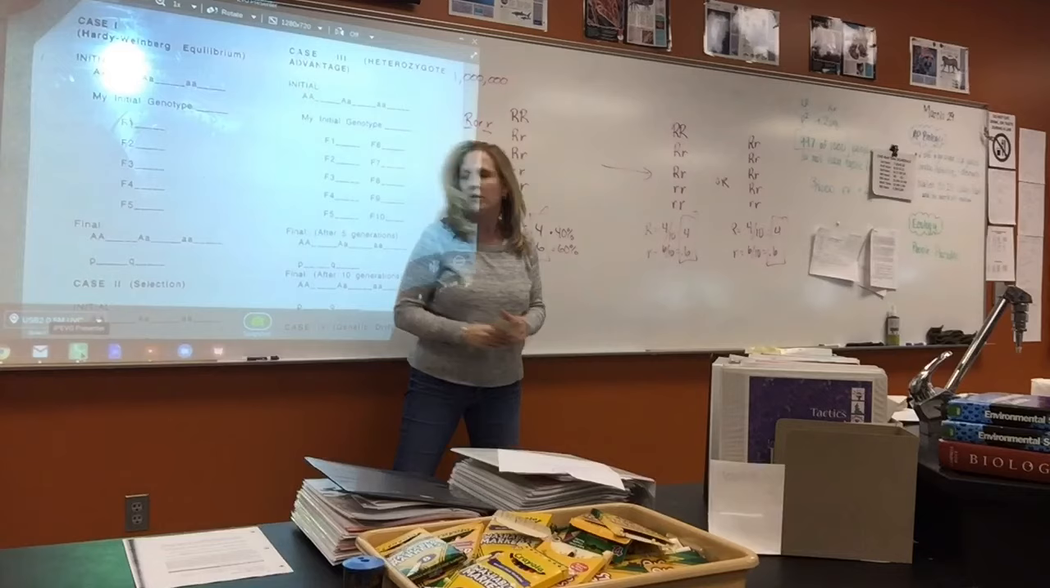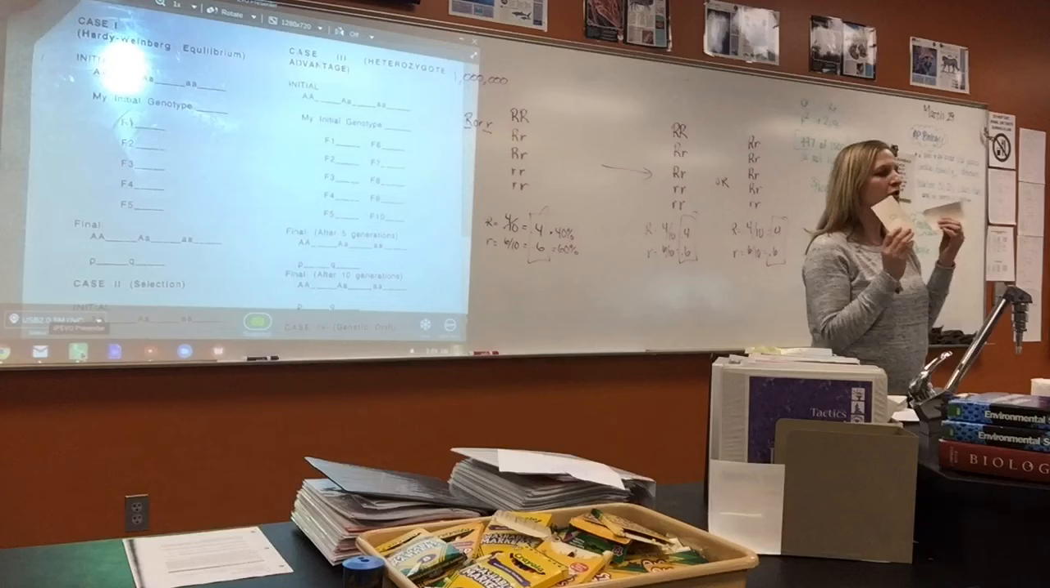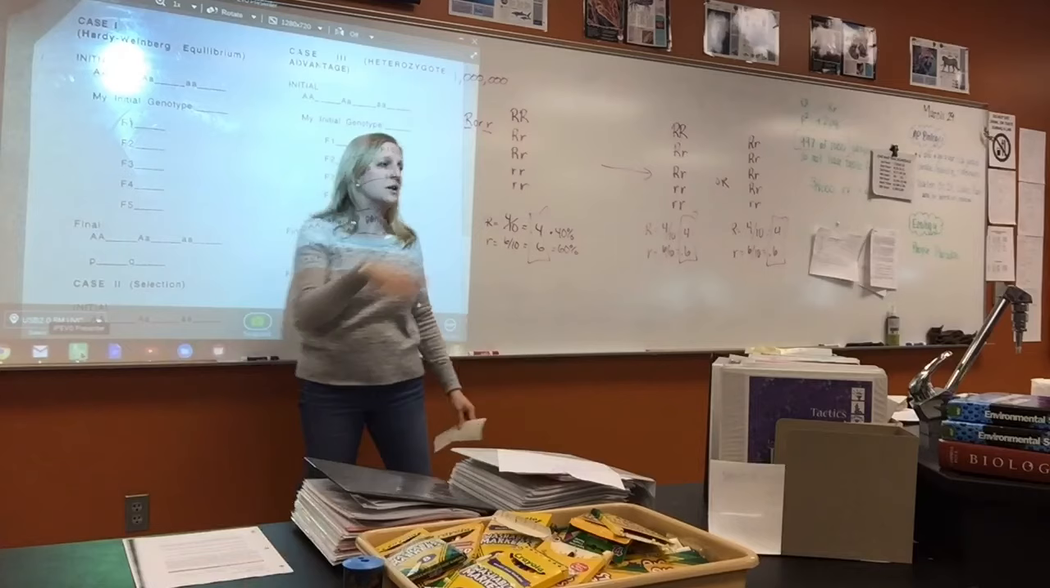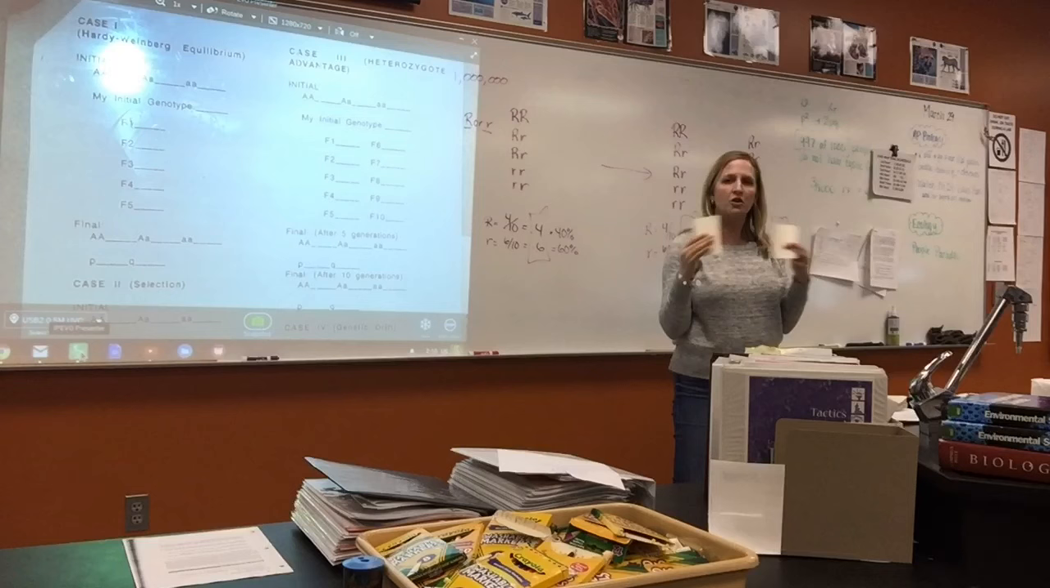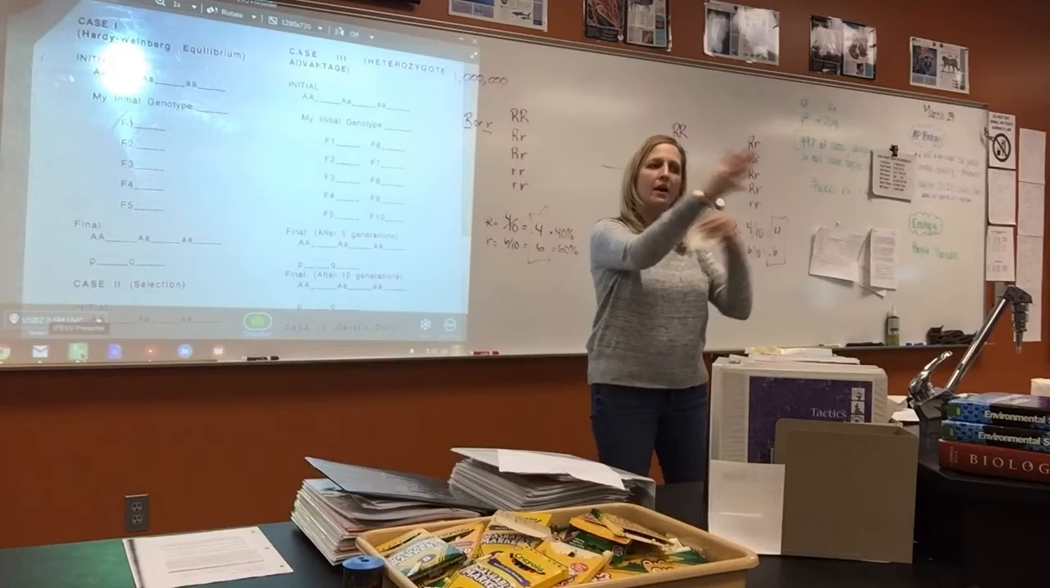So how we're going to do this is, once you're given your genotype, remember that we are trying to simulate our Hardy-Weinberg equilibrium. One of those five things is totally random mating. So you have to get up and move around and mingle and partner up with people, not just the people around you or your best friends or whoever, but anybody around the room, to be truly random. Okay, so that's thing one.